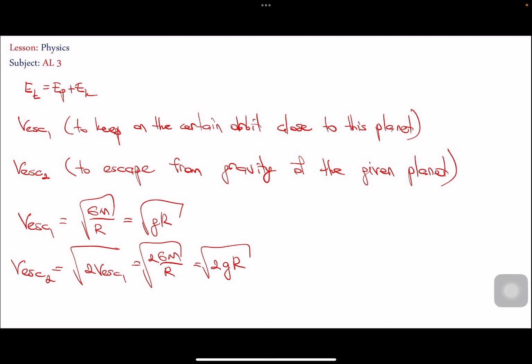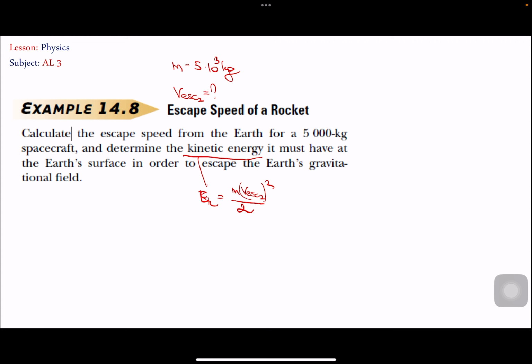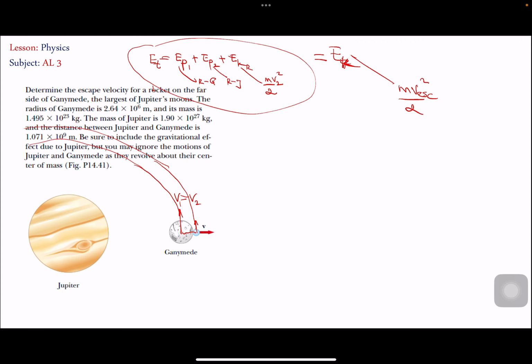So if you solve the problems, let me know, for the problem example of 14.8, and you may solve also the second problem or example that's given in this presentation. Thank you very much. Let's call it today.